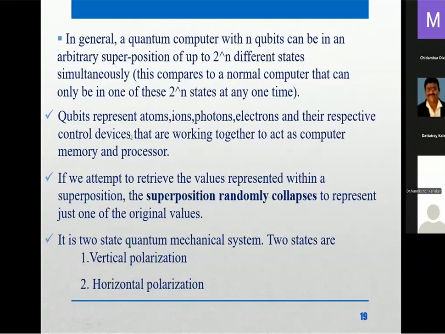Qubits are represented by atoms, ions, photons, and electrons, and their representatives are control devices that work together as a computer memory and processor. If we attempt to retrieve the values represented within a superposition, the superposition randomly collapses because it is moving, it is not fixed. It may collapse, but the value which is captured remains as it is. So that is the advantage of a quantum computer.